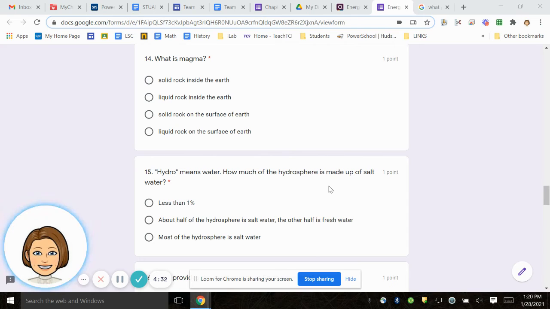Number 14. What is magma? Solid rock inside the Earth, liquid rock inside the Earth, solid rock on the surface of Earth, or liquid rock on the surface of Earth.